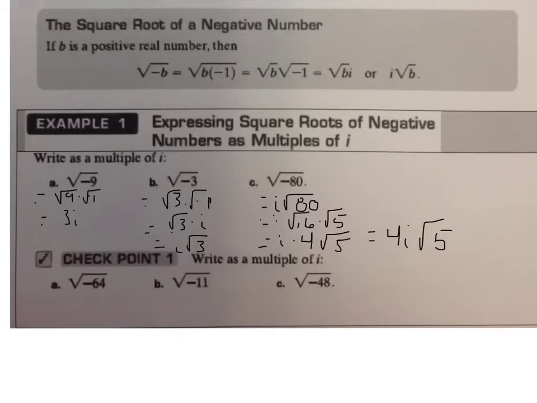So checkpoint 1A is 8i. B is i square root of 11. And C is 4i square root of 3. Let's look at the next example, or the next page, and go through complex.